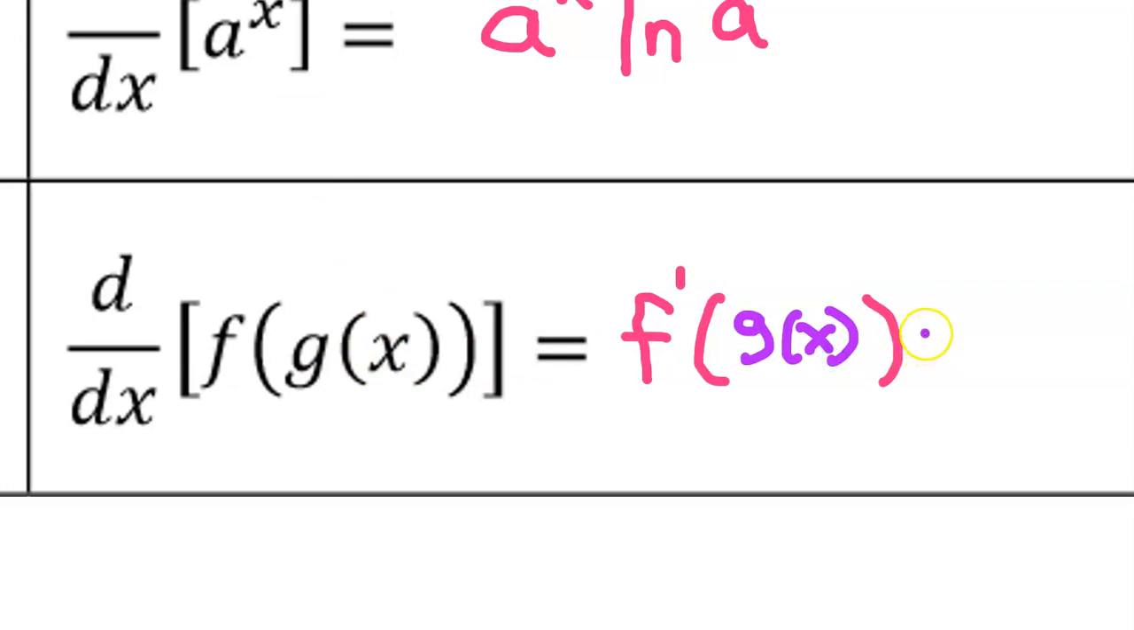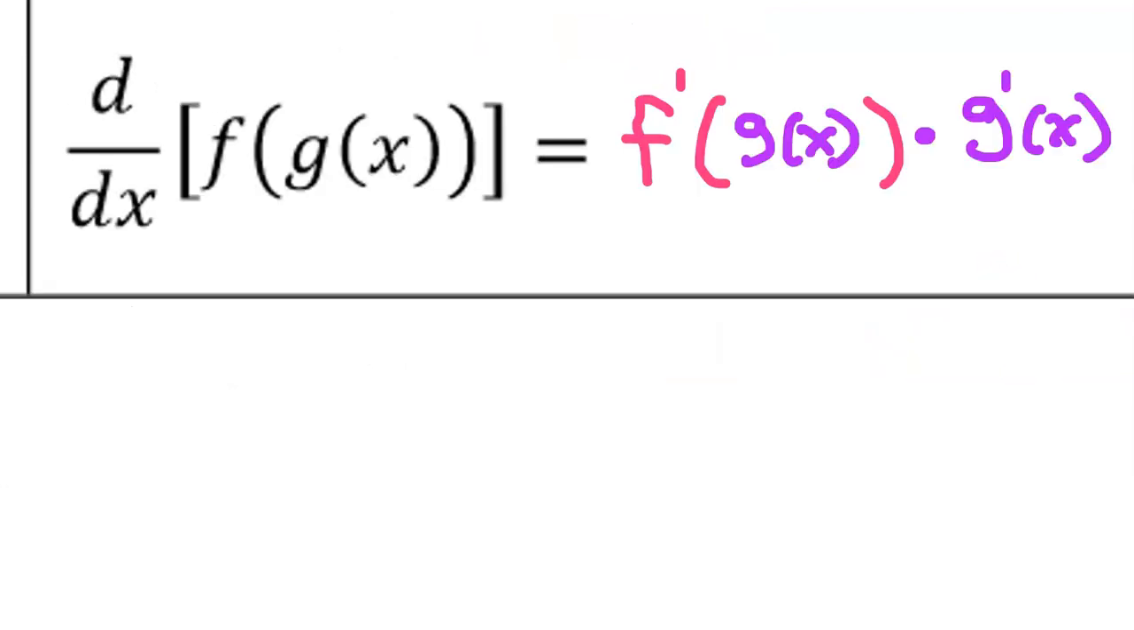But then the chain rule says multiply it by the derivative of the inner function. So g prime. So this is one version of the chain rule, but there's another way of expressing this that often is more useful. So this is the derivative of function f.